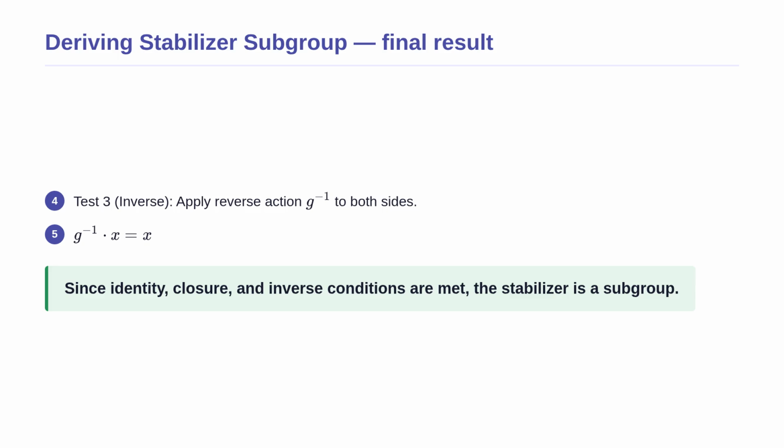This brings us to the final test for our subgroup proof, the presence of an inverse. We start with the knowledge that the action G leaves the item X completely unchanged. If we apply the reverse action, denoted by G inverse, to both sides of that scenario, the reverse action must also leave X unchanged. Think of it logically. If walking forward one step leaves you on a painted line and walking backward undoes the forward step, then walking backward must also keep you on that same line. Since all three conditions are met, we have successfully proven that the stabilizer is a fully functioning subgroup.